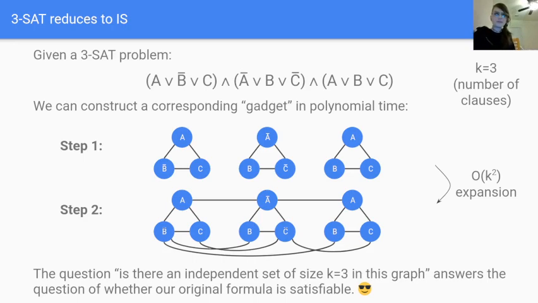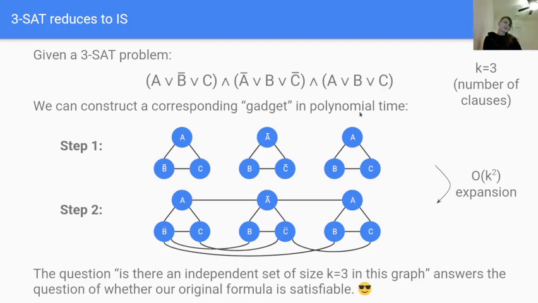So we're reducing 3-SAT to independent set. Here's an example 3-SAT problem that we're going to be working with. You can just consider it to be generic, without loss of generality. We're just taking some example that can apply to anything. So here's our problem: A or not B or C, and not A or B or not C, and A or B or C.